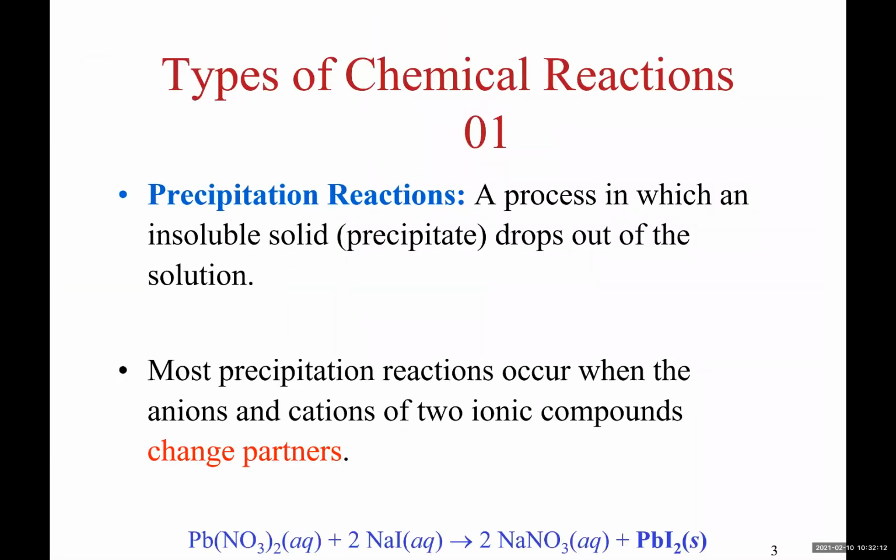So how would I define a precipitation reaction? Can I say it's a process in which an insoluble solid, which we call precipitate, drops out of the solution? I have the example here that you saw on the previous slide, formation of golden insoluble solid of lead iodide. We added lead nitrate and sodium iodide together, and you saw formation of a yellow solid, which is PbI2.